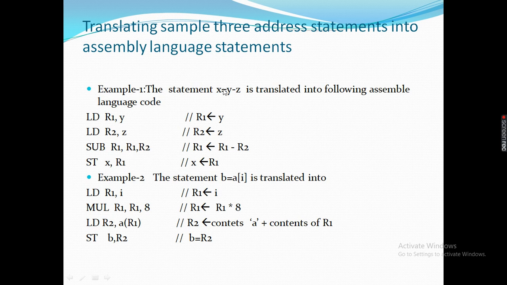And before that, the value of z we want to load in register R2. Okay, the value of z we want to store in register R2. Again choose the load instruction, load R2 comma z. Load R2 comma z, the value of z will be loaded into register R2.